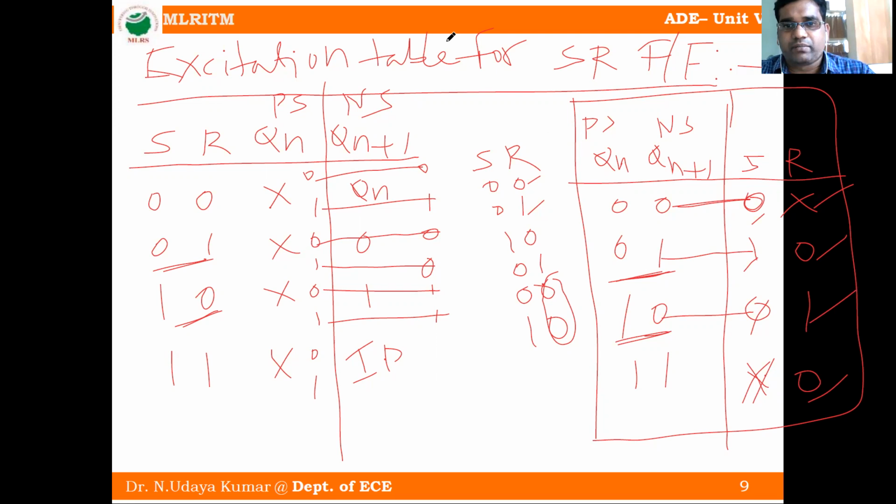So let us briefly summarize what I discussed in this session. First we find the truth table from the block diagram. From the truth table, for 0 0 we get Qn, for 0 1 we get 0, for 1 0 we get 1, and for 1 1 we get the indeterminate state. That means 0 0 is the no change condition, 0 1 is the reset condition, and 1 0 is the set condition. So that is the truth table.